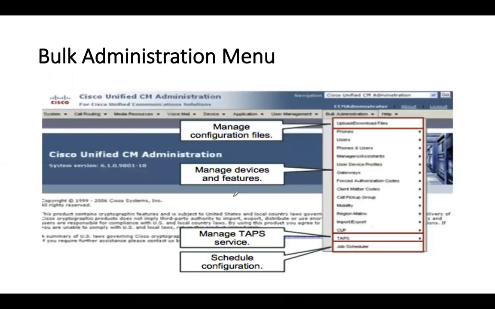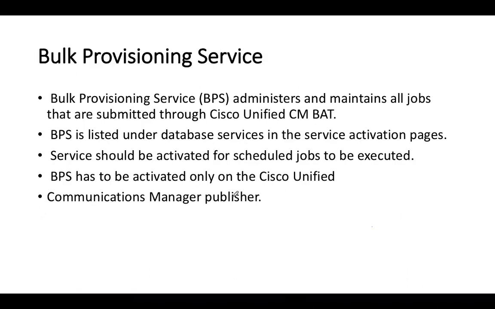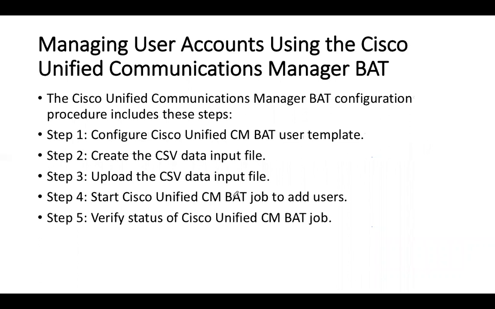Okay, bulk administration tool. This is a service that has to be enabled, and managing user accounts using this, BAT. These are the steps that you need to do: configure the Cisco Unified Call Manager BAT user template, create the CSV data input file, upload the CSV data input file, and then create a Call Manager BAT job to add users. Finally, verify the status. Some 5 steps.